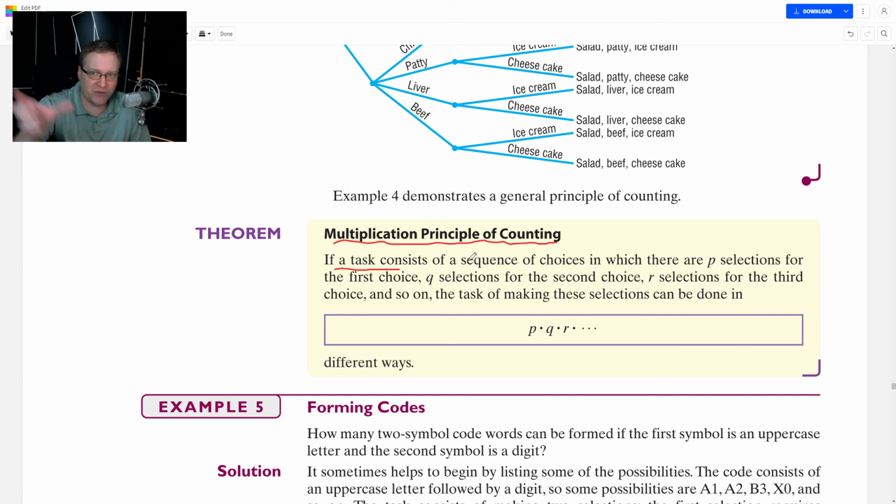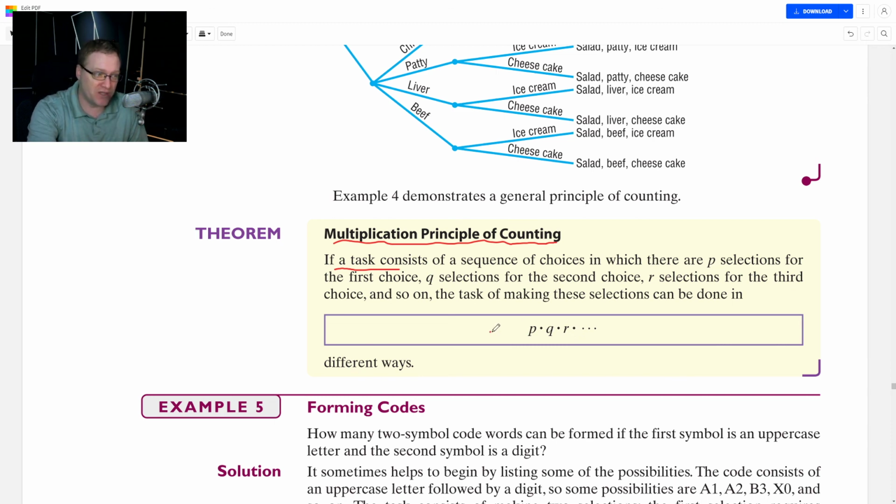It tells you if we are doing a task, something that has a sequence of choices, and there are P choices for the first choice, Q choices for the second choice, R choices for the third choice, and so on, then the answer of how many different possible ways of doing this is going to be P times Q times R.